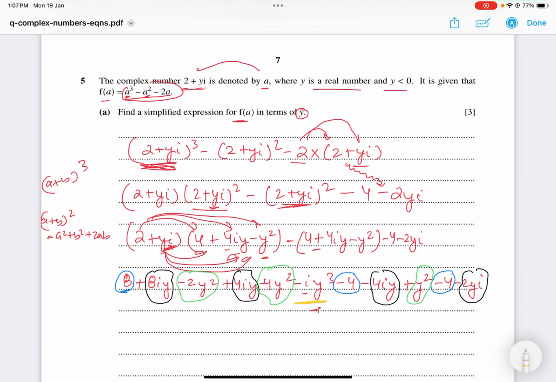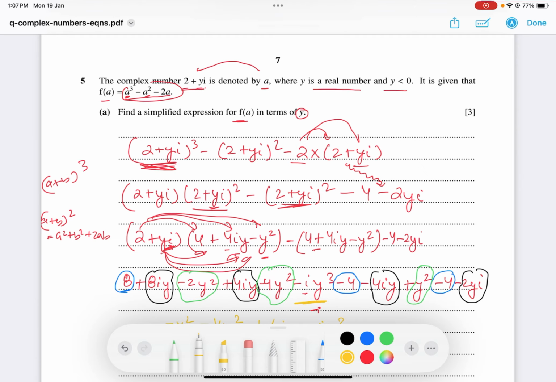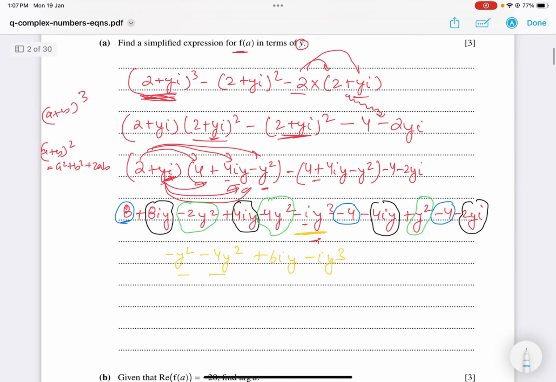This term is unique. When we solve the like terms, we will have negative y square minus 4y square plus 6iy minus iy cube. Let's solve these as well. So we will have negative 5y square plus, if we take i common from here, it would be 6y.